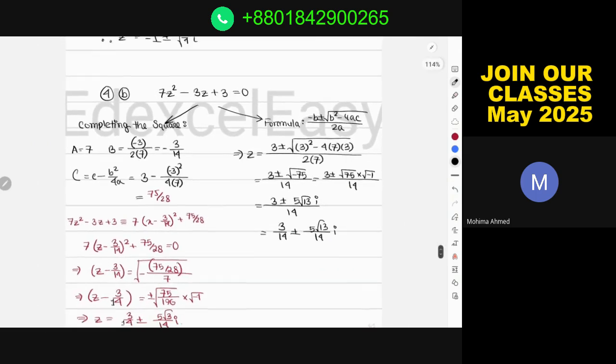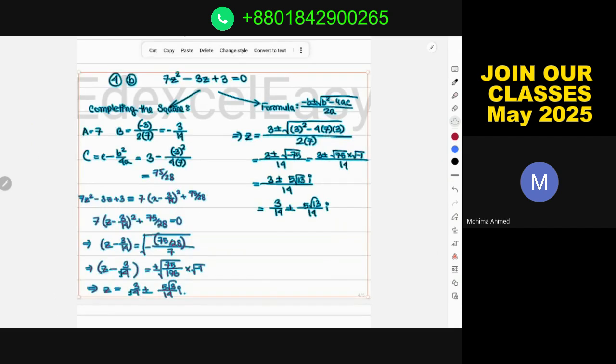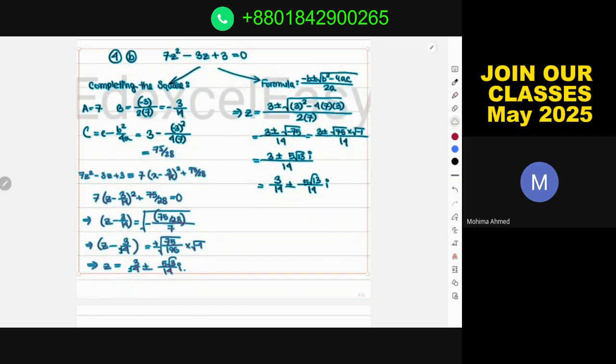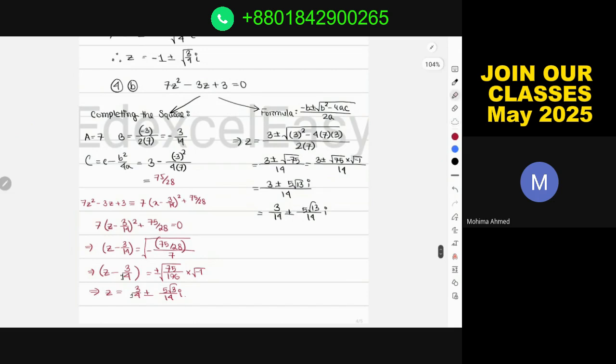Right? Now you can see it doesn't matter if you're using the completing the square method or the formula method. At the end, whatever pathway you follow, you're going to get the same answer, and that is your solution over here. For quadratic equations, if you want to solve using the formula method, you can do that. If you want to solve by completing the square, you can also do that. It's up to you which method you want to use.